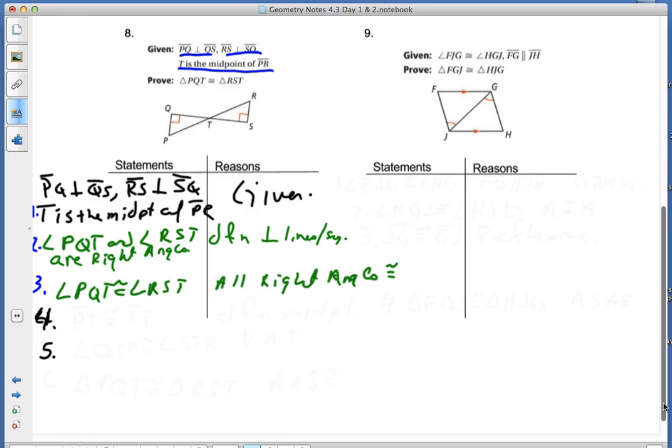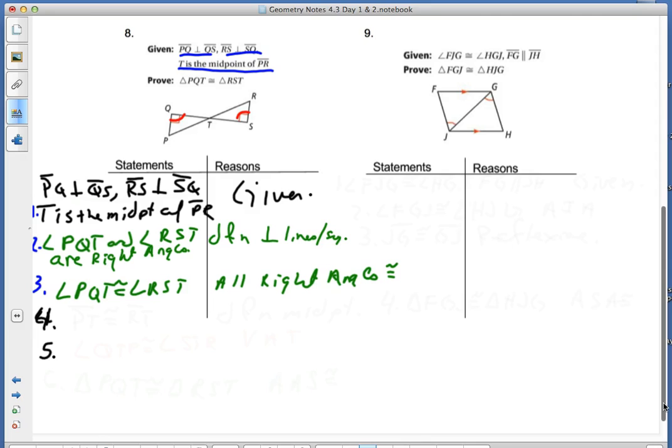And because they're right angles, all right angles are congruent. I have to talk about them being right angles before I can say they're congruent right angles. Okay, so I've got that done. Let me double check that. So because of that two-step, I got this.